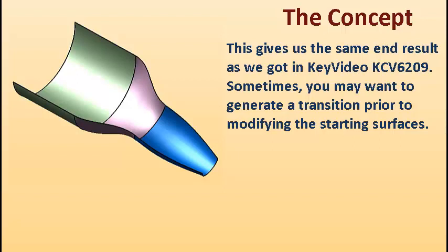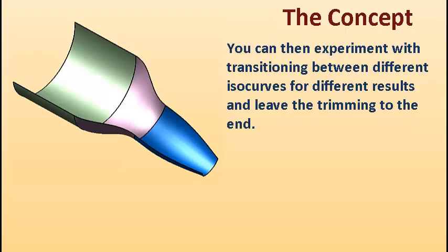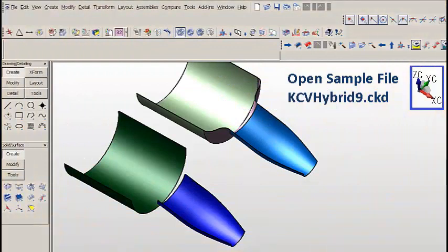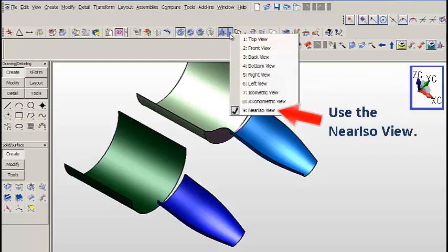KCV6209. Sometimes you may want to generate a transition first prior to trimming the surfaces. You can then experiment with different transitioning between different ISO curves for different results prior to doing the actual trimming. So let's open up sample file KCV hybrid9.ckd.